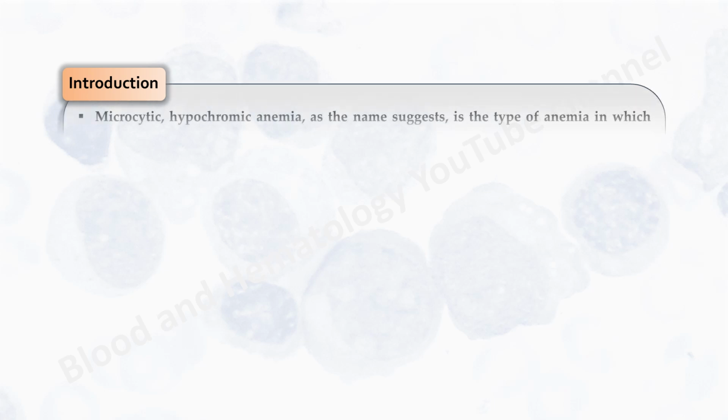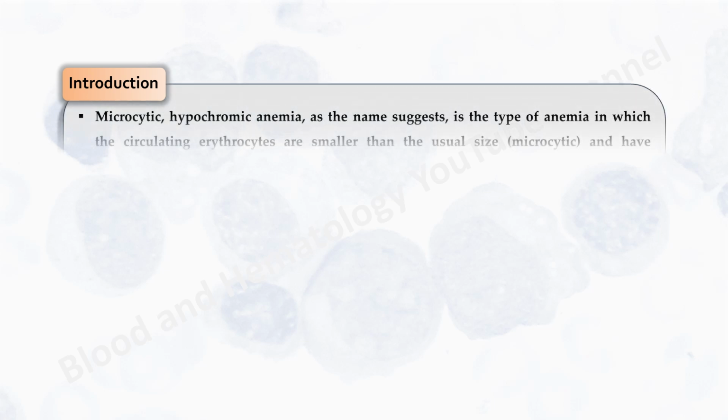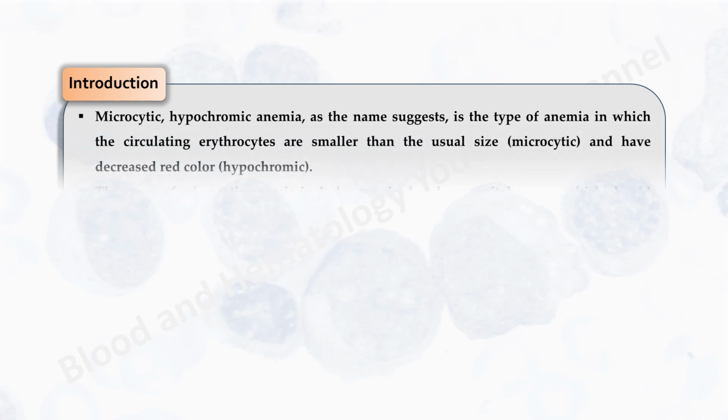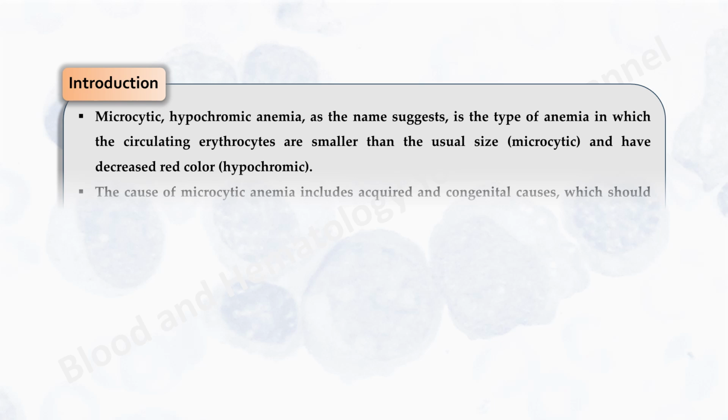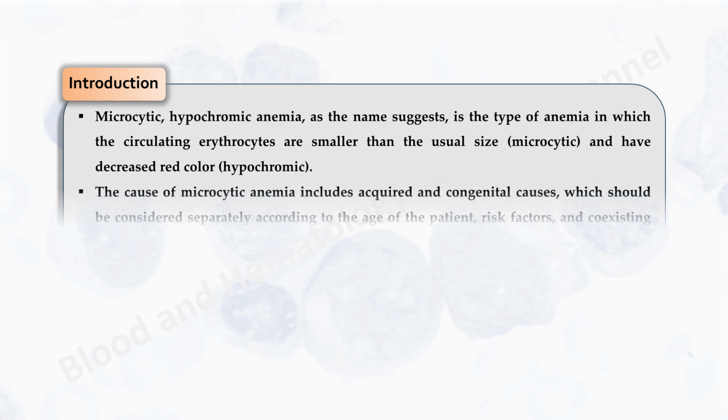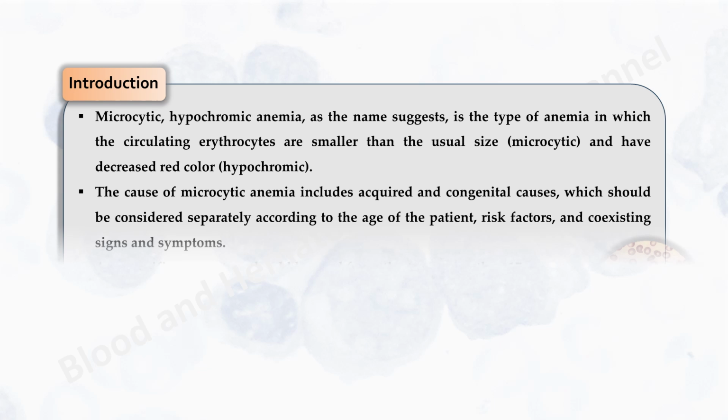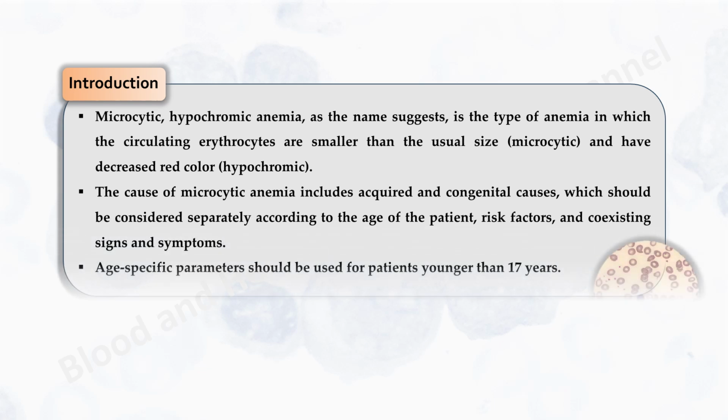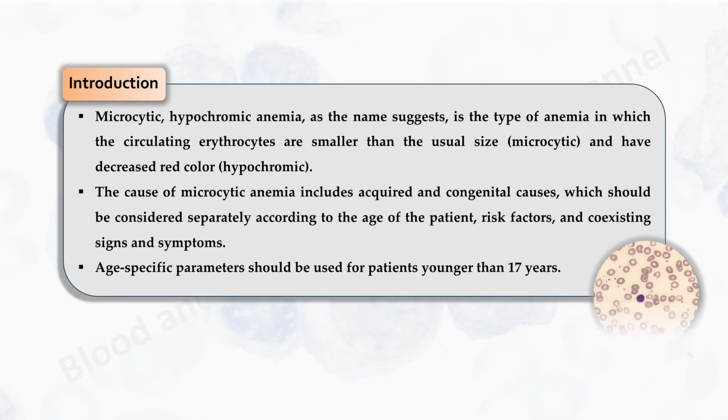Microcytic hypochromic anemia, as the name suggests, is the type of anemia in which the circulating erythrocytes are smaller than the usual size and have decreased red color. The causes of microcytic anemia include acquired and congenital causes, which should be considered separately according to the age of the patient, risk factors, and coexisting signs and symptoms. Age-specific parameters should be used for patients younger than 17 years.